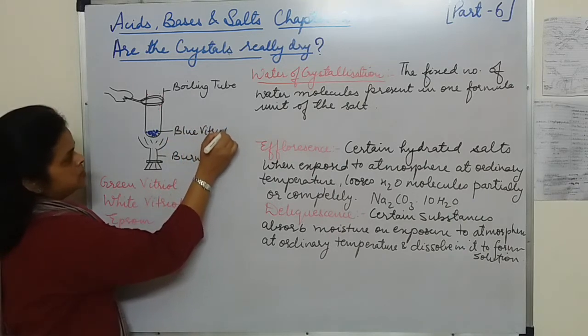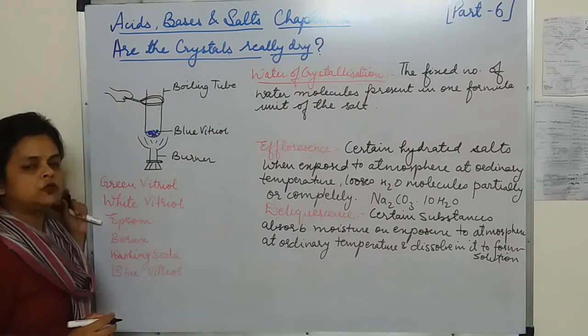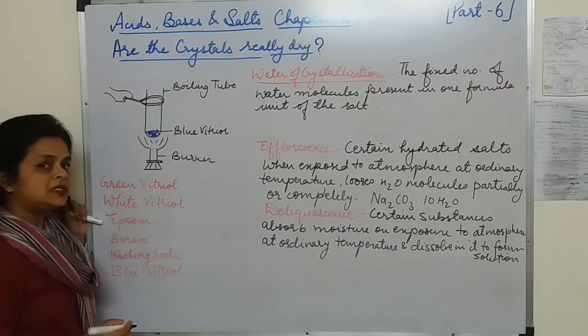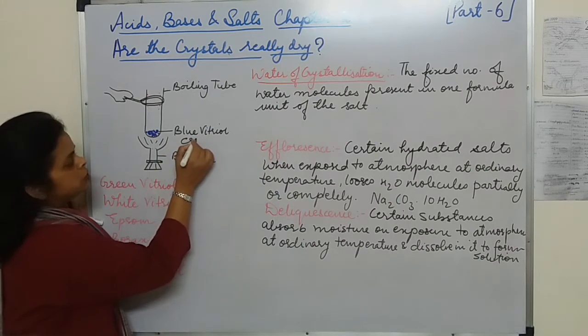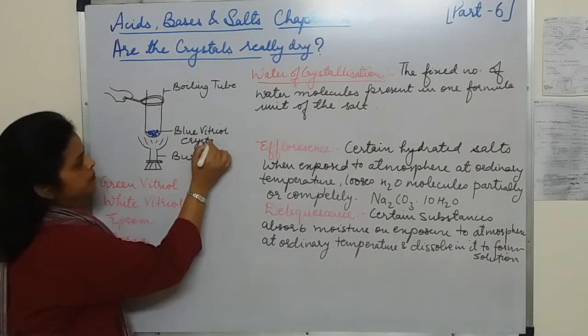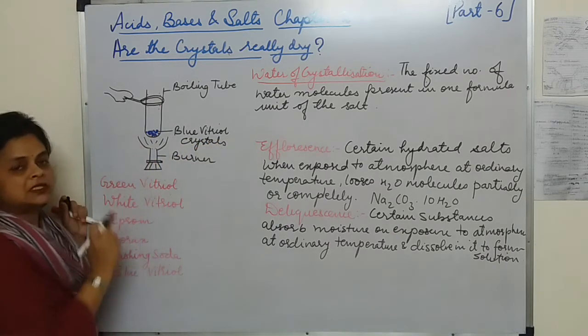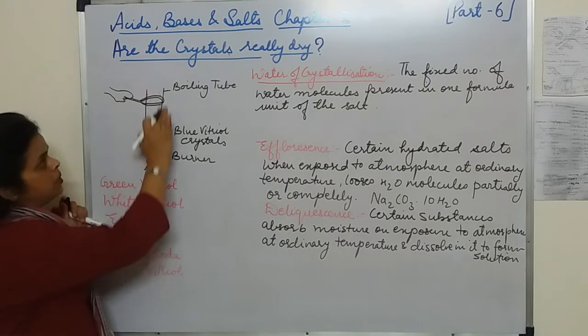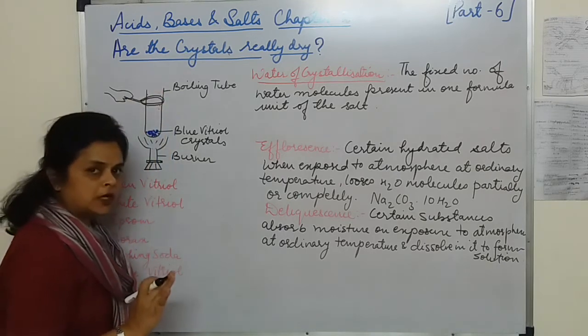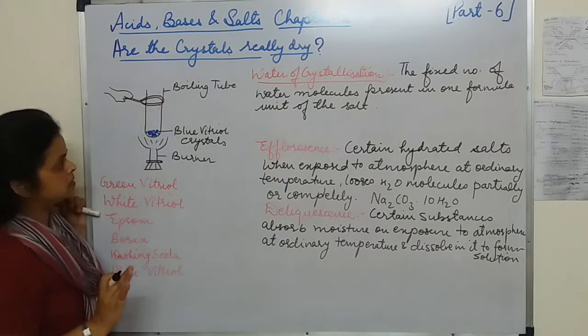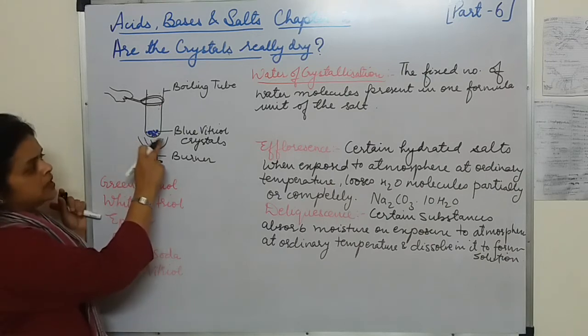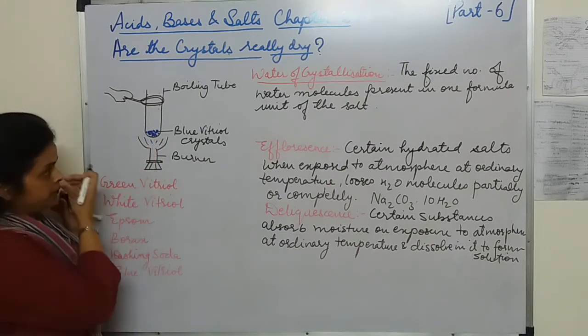Students, I guess you should know what the blue vitriol crystals are. They are copper sulfate. So these are blue vitriol crystals. The color of the crystals is blue. Now this boiling tube is completely dry. There is no water inside this.